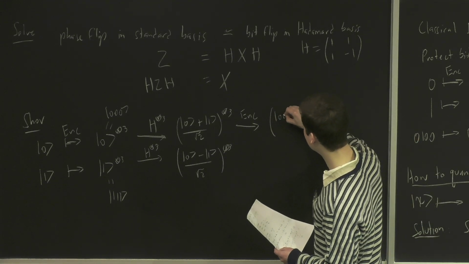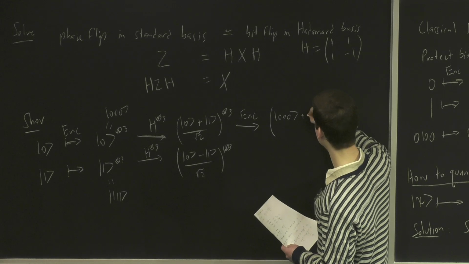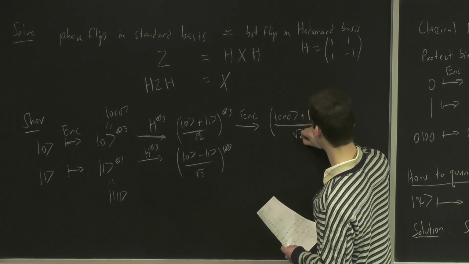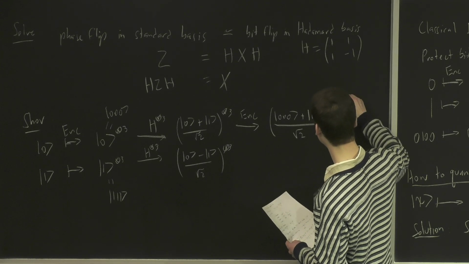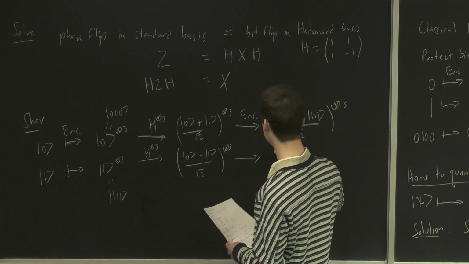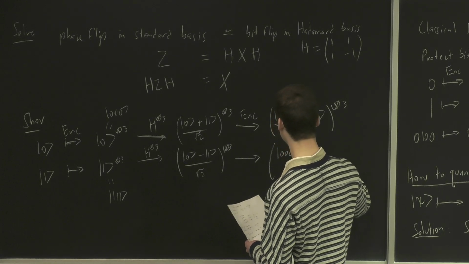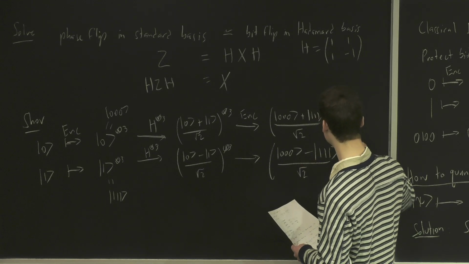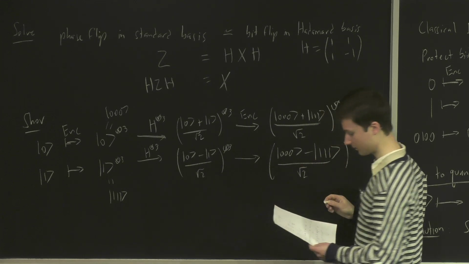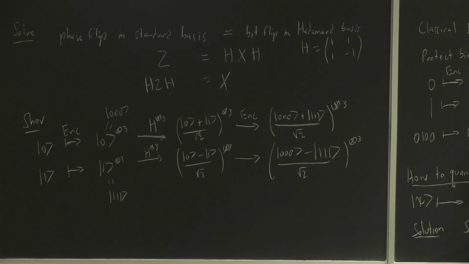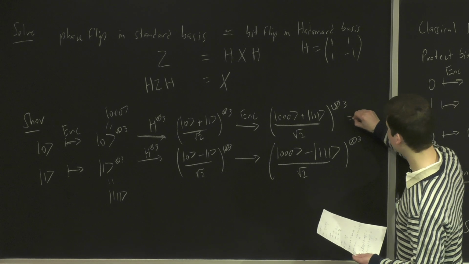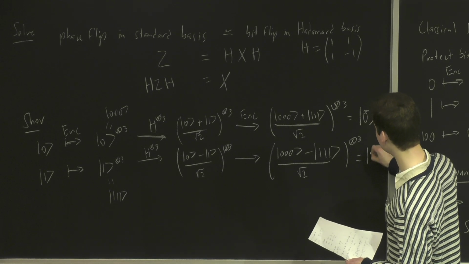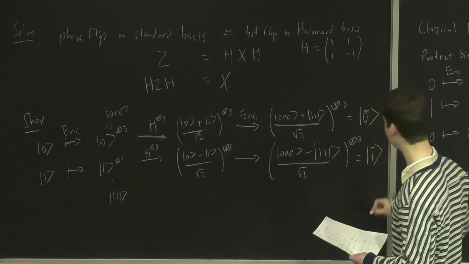And what we get is 0, 0, 0 plus 1, 1, 1 over root 2, tensored 3 times. And down here we get 0, 0, 0 minus 1, 1, 1 over root 2, tensored 3 times. And we call this state on top the logical 0 state, or 0 with a bar on top. And we'll call this state on bottom 1 with a bar on top.